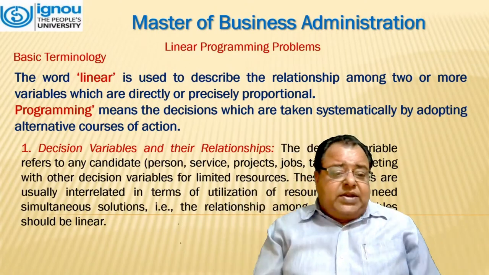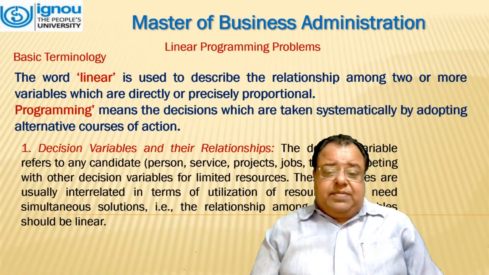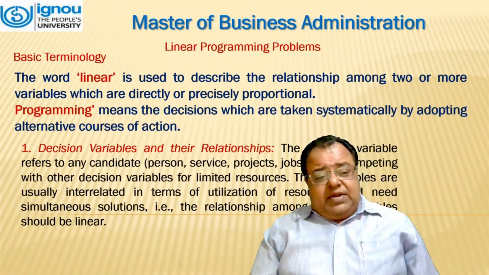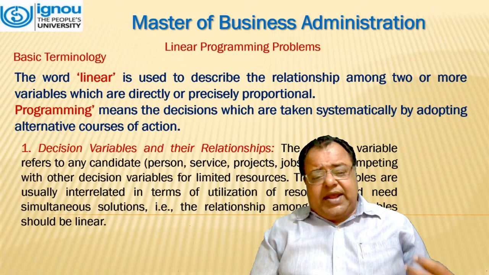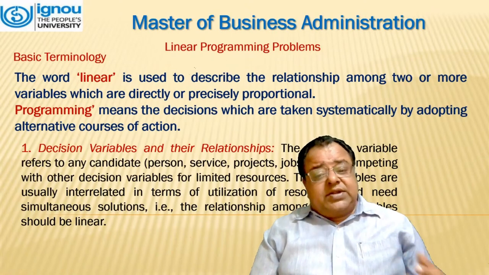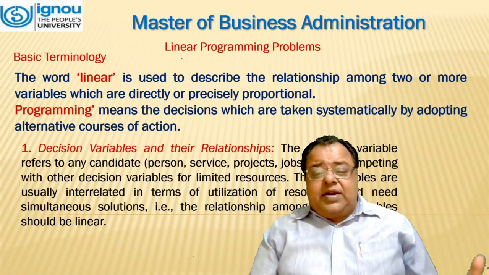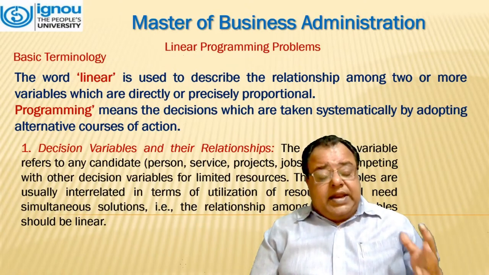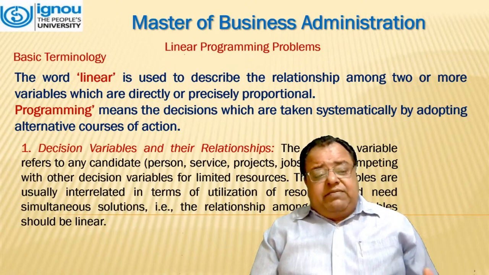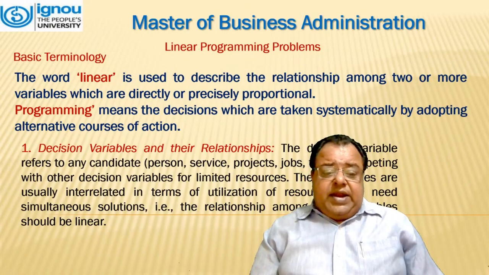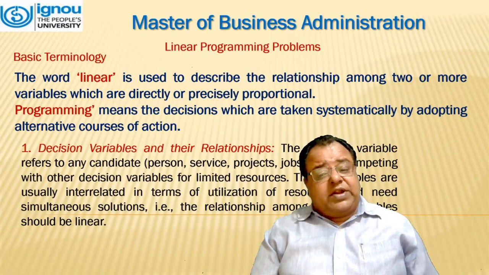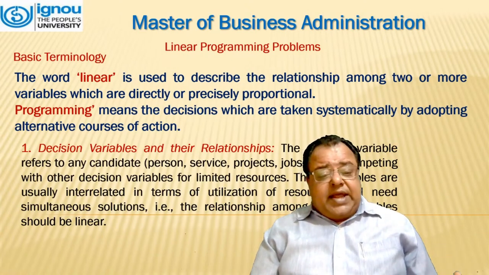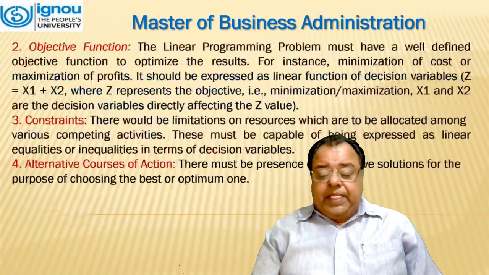So first we'll start with decision variables and their relationship. The decision variables refer to any candidate. It can be a person, service, projects, job, tasks, competing with other decision variables for limited resources. These variables are usually interrelated in terms of utilization of the resources and need simultaneous solution. That is, the relationship among these variables should be a linear one.